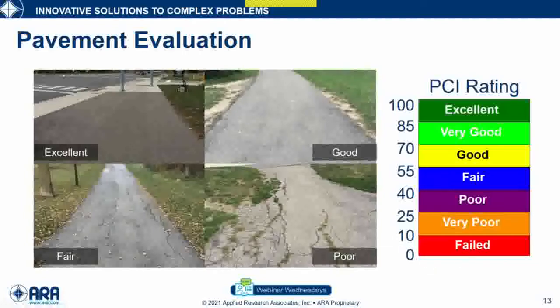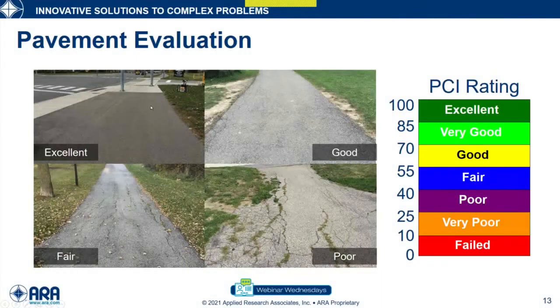So as an example, here's a pavement in excellent condition, recently paved. This is something that maybe in a few years we'd consider some kind of routine maintenance, such as crack sealing. Here's a pavement in generally good condition. We've seen some cracking starting to develop here. So this is something where maybe a treatment such as a slurry seal might be beneficial as a preventative treatment to extend life here.